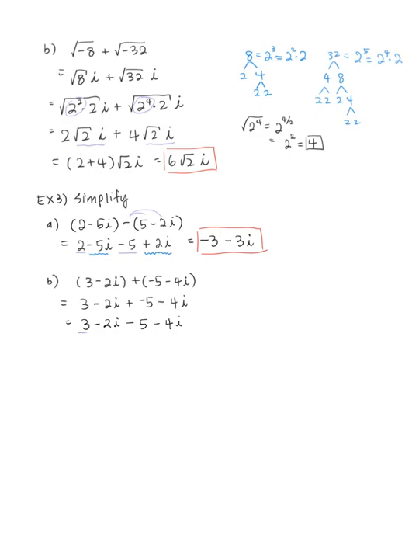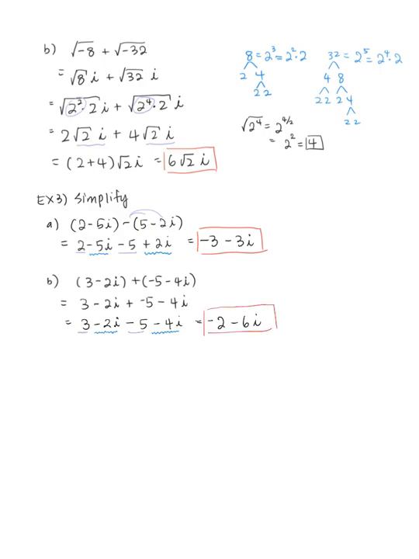Alright, so let's do the same thing. Combining the real parts, we got 3 minus 5, which is negative 2. And for the imaginary part, we have negative 2i minus the 4i. So in this case, we're going to have negative 6i. And that's it. That's going to be the answer.